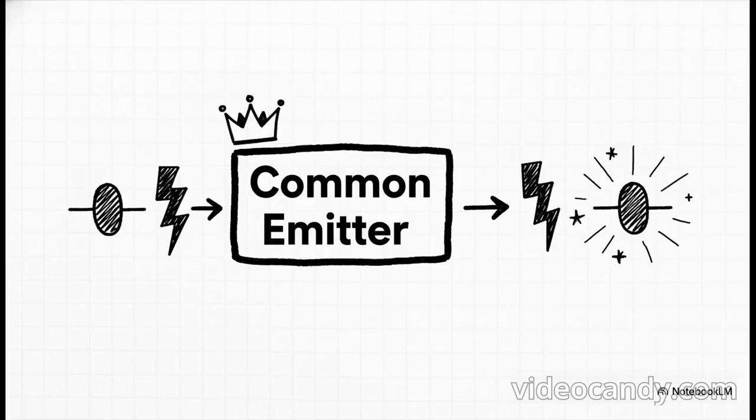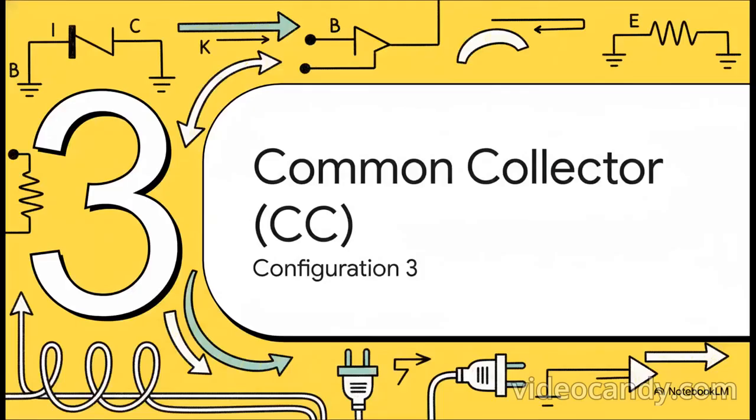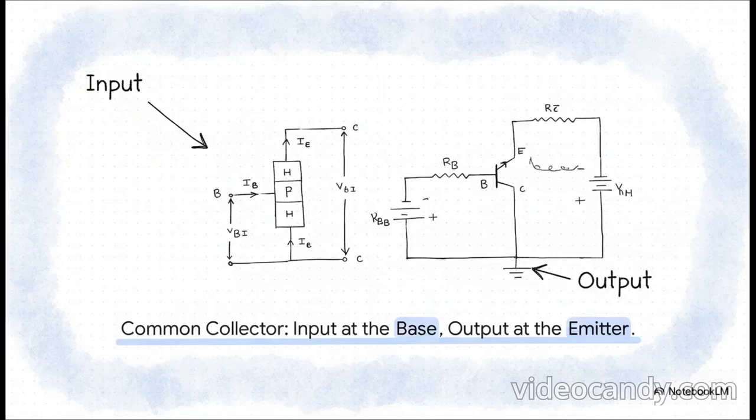And that right there is why this setup is so incredibly popular. The common emitter configuration is the powerful all-rounder. It gives you both current gain and voltage gain. That means it can take a really weak signal, weak in both current and voltage, and make it way, way stronger overall. This powerful amplification is exactly why it's the workhorse for things like audio amplifiers and countless other circuits.